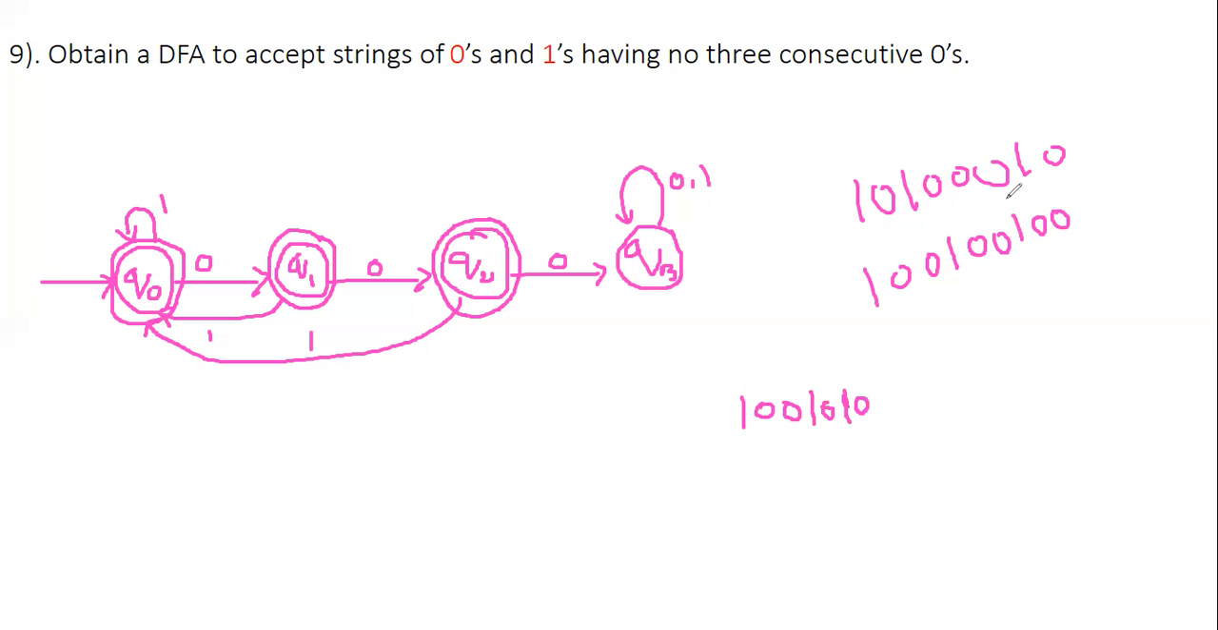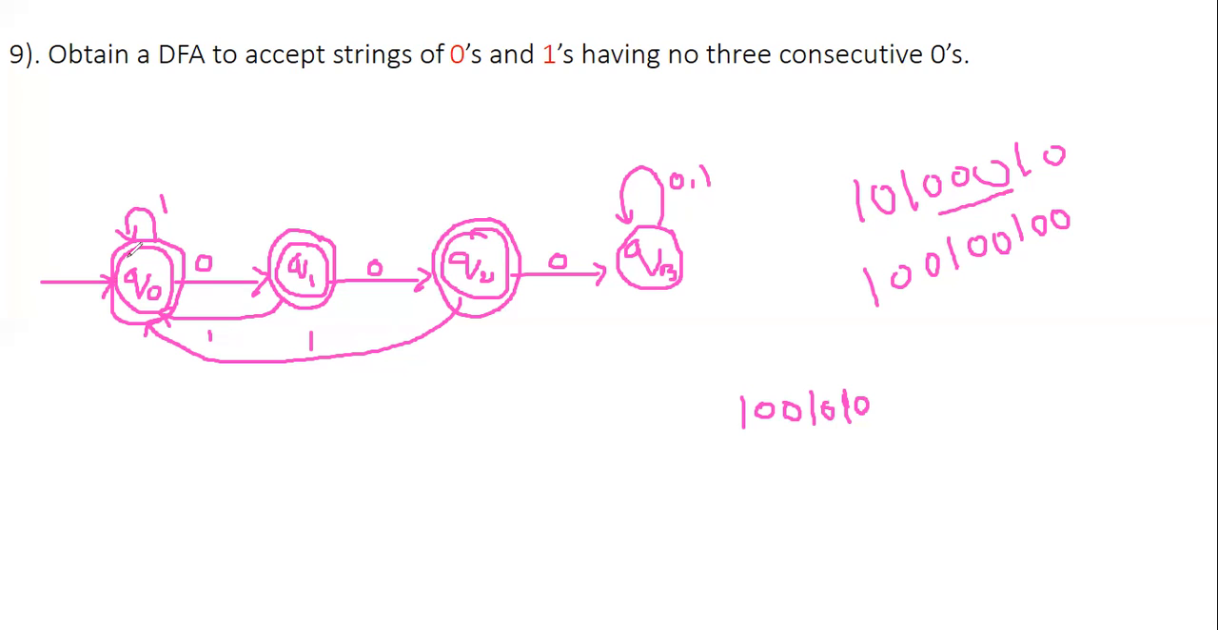But just observe this condition, 1010010. When we are having three consecutive zeros, then only you are going to the Q3 state. Once you are entering the Q3 state, it means you have encountered three continuous zeros. Then later, whatever we are having should be rejected. So we are providing a self loop for Q3 and we are making Q3 a non-final state.